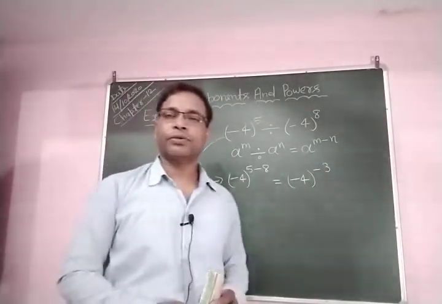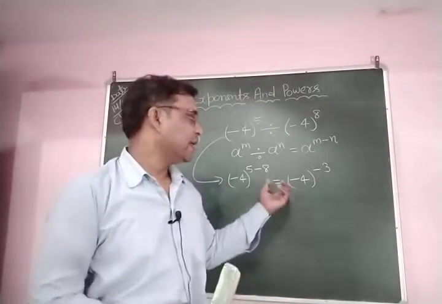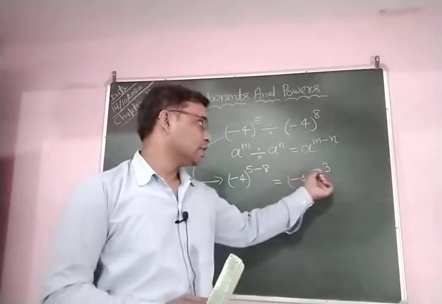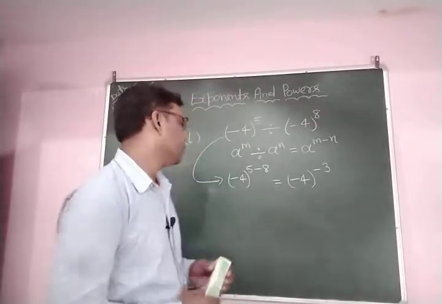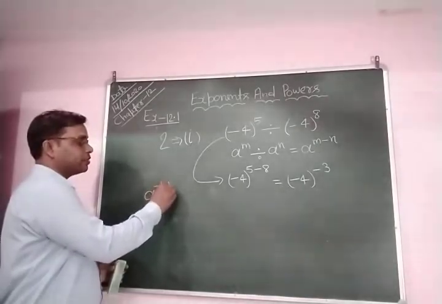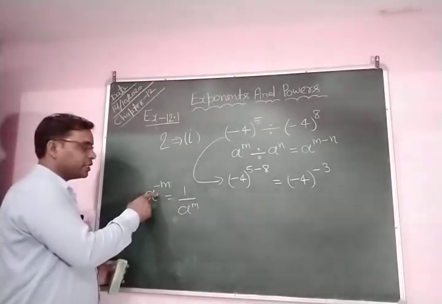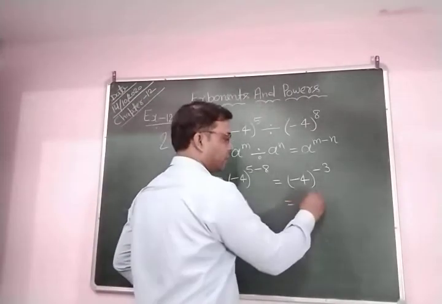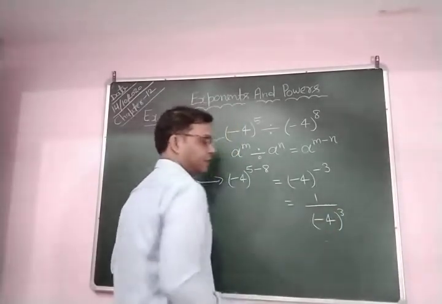But in this question it told us to simplify and express the result in power notation with positive exponent. Here you can see this is a negative exponent. So how can we express it with positive exponent? You know very well this law of exponents: a to the power minus m is 1 by a to the power plus m. This is a negative exponent, but here it is a positive exponent. So you can write 1 by minus 4 to the power 3.